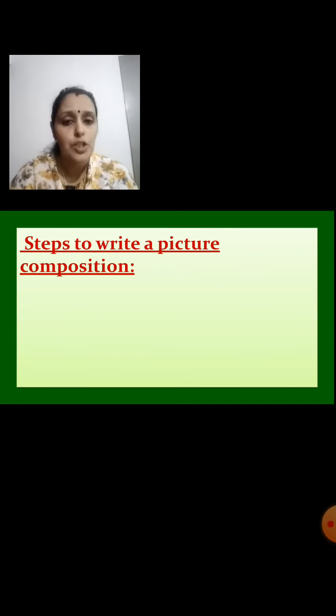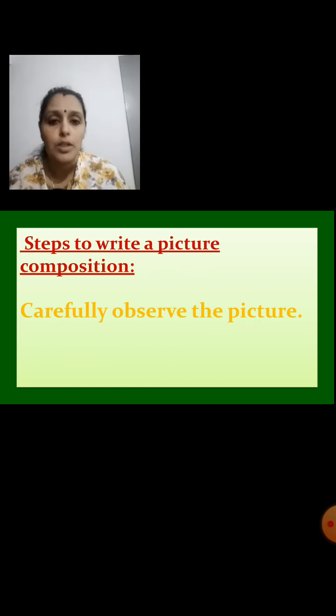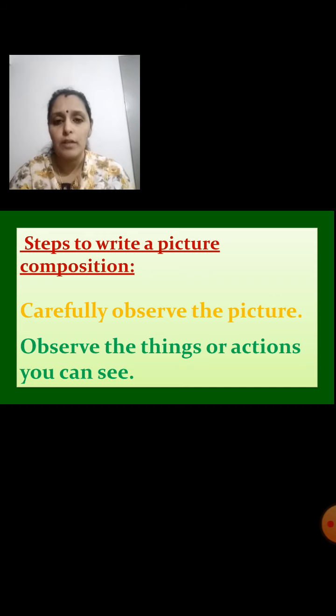Steps to write a picture composition. So the first step is carefully observe the picture. Whatever picture has been given to you, carefully observe the picture for 2 minutes. Take a note of everything that is there in the picture. What are the things in the picture? How many people are there in the picture? What are they doing? What are the actions in the picture? Observe everything, okay?